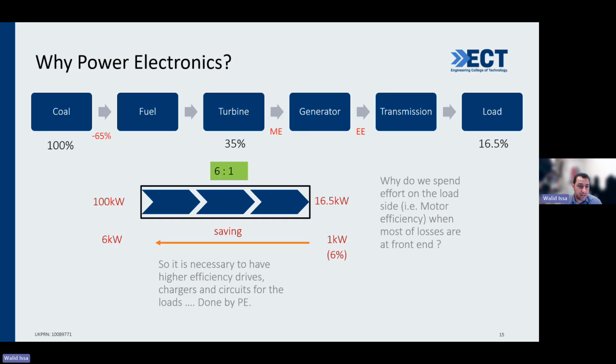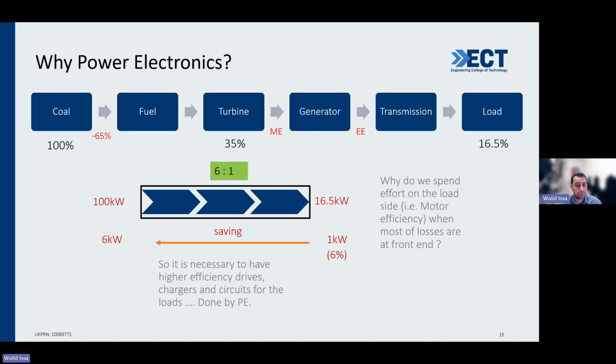Now, let's have this example just to focus on something. We have 100 kilowatt, for example, as cool. But as I mentioned, we converted them to 16.5% here. That means that the percentage is 6-1. For example, for every 6 kilowatt of stored energy in fossil fuel, you just get 1 kilowatt as output.